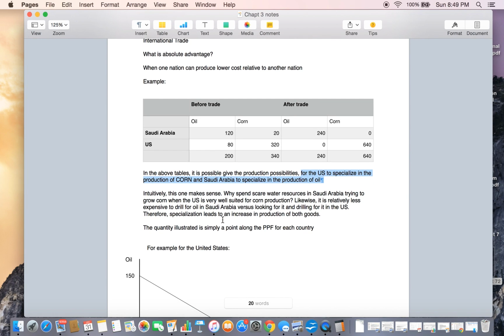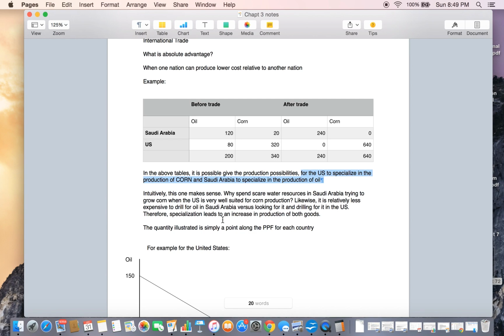So again, intuitively, this makes sense. Why spend scarce water resources in Saudi Arabia trying to grow corn when the U.S. is very well suited for corn production? Likewise, it's relatively less expensive to drill for oil in Saudi Arabia versus the cost of looking for it and drilling for it in the U.S. Therefore, specialization leads to an increase in production of both goods. So all an absolute advantage means is that one nation can produce at a lower cost relative to another nation.